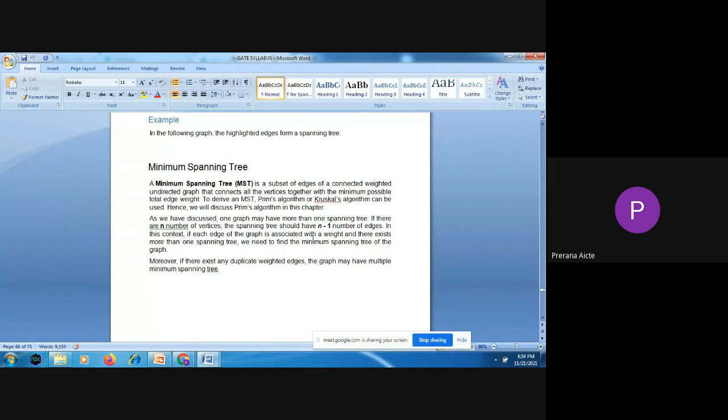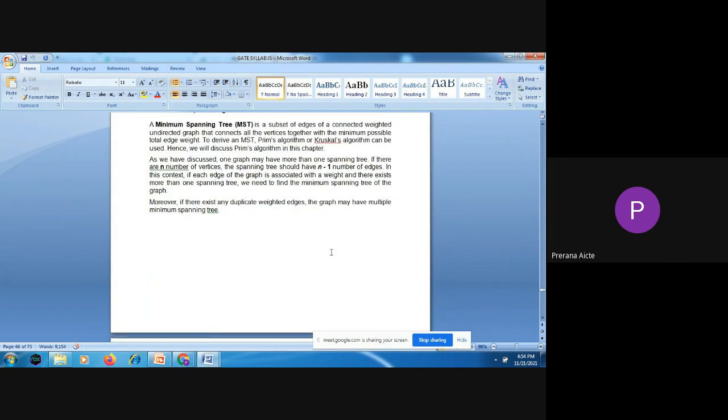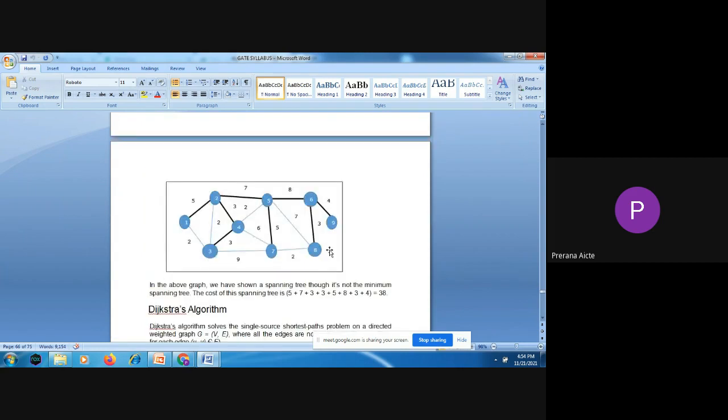So for a particular graph we can have many spanning trees. A spanning tree should be a tree, it is acyclic, and it should have n vertices and n minus 1 edges. We call such a tree a spanning tree. By using Prim's as well as Kruskal's, we can construct the minimum spanning tree.